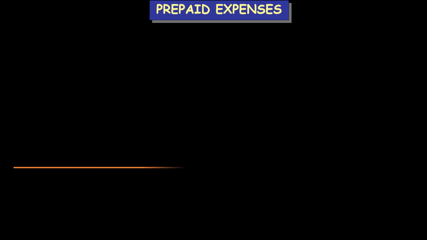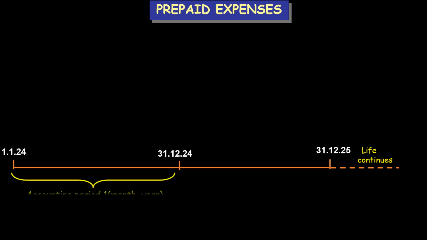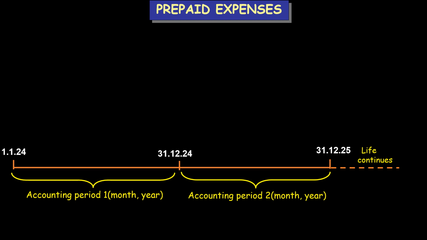Now, this line represents the life of a business. The life of a business is divided into periods. So that would be a period of 1 year, and we call that accounting period 1, accounting period 2, and on and on. This period is for 1 year, which means that the business keeps track of whatever happens in the business for 1 year and then prepares financial statements for that year.